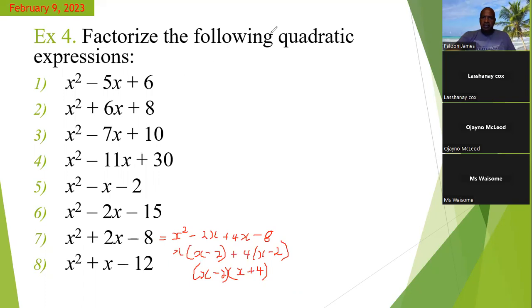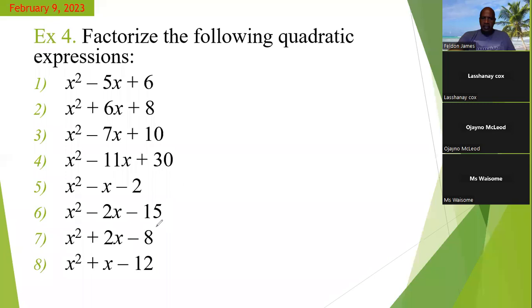All right, so we can now do the last but not least. What are the factors here? 4 and negative 3. So you say 4, negative 3. So we have positive 4x minus 3x minus 12.